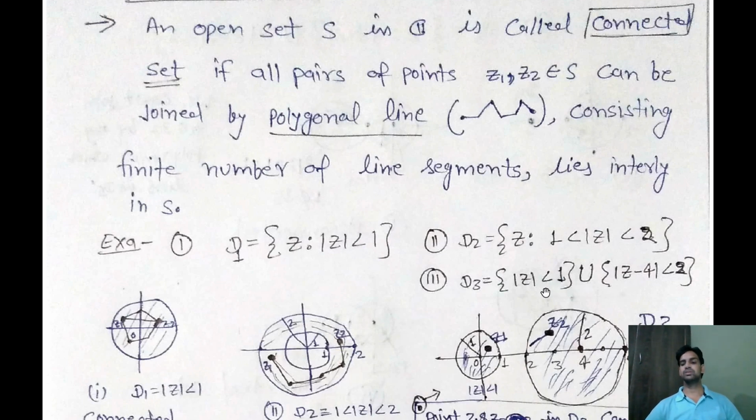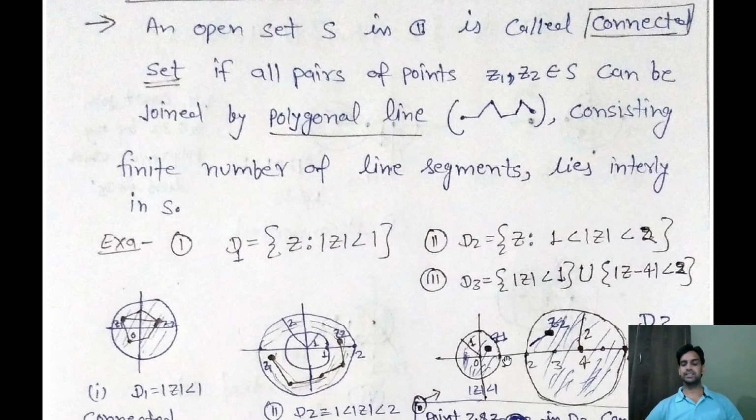Now we take another example: mod z less than 1 union mod of z minus 4 less than 2. So this is the disk with center at the origin and radius 1, and this is the circle of radius 2 and center 4. So this is our origin, we count this and point 4 is here, and from here we count the radius 2. So this is the circle of center 4 and radius 2.